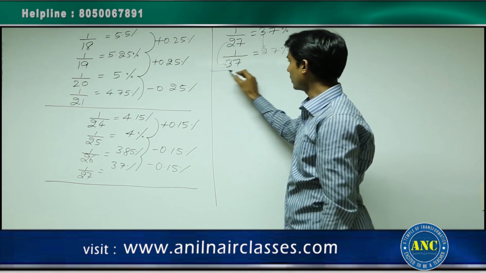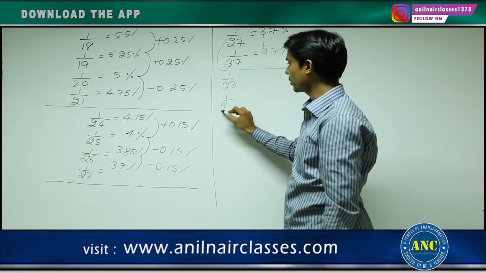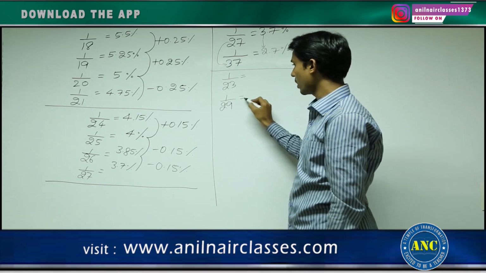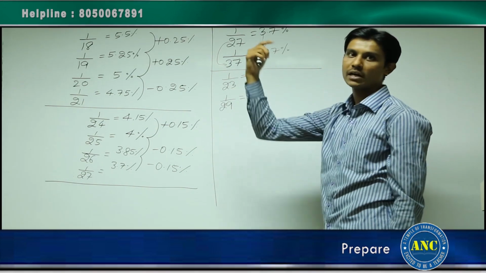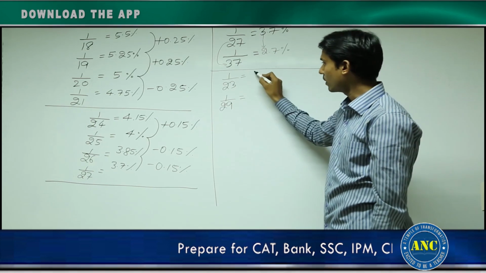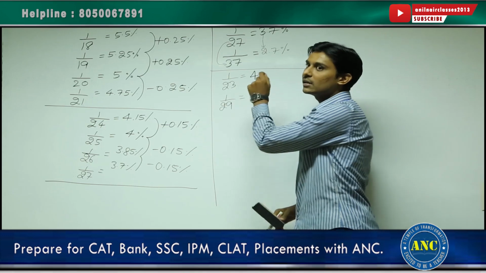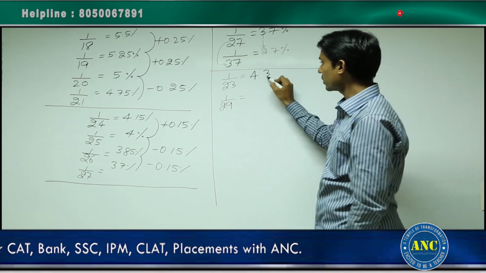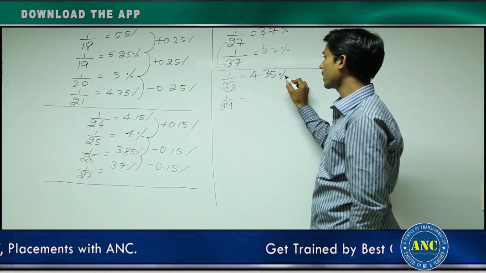Similarly, if I want to find 1 by 23 and 1 by 29, listen to this carefully. 100 by 23, how many times will 100 go in 23? 4 times, 23 into 4 is 92, write down 4. What is the unit digit in 23? 3, write down 3. What is the sum of the digits? 5. Write down 5. It is 4.35 percentage.